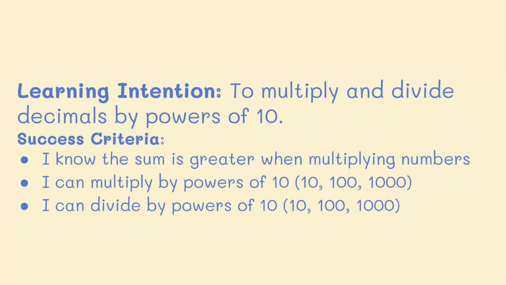Today our learning intention is to multiply and divide decimals by powers of 10. Our success criteria is to know the sum is greater when multiplying numbers, to multiply by powers of 10 and divide by powers of 10, which are 10, 100 and 1,000.